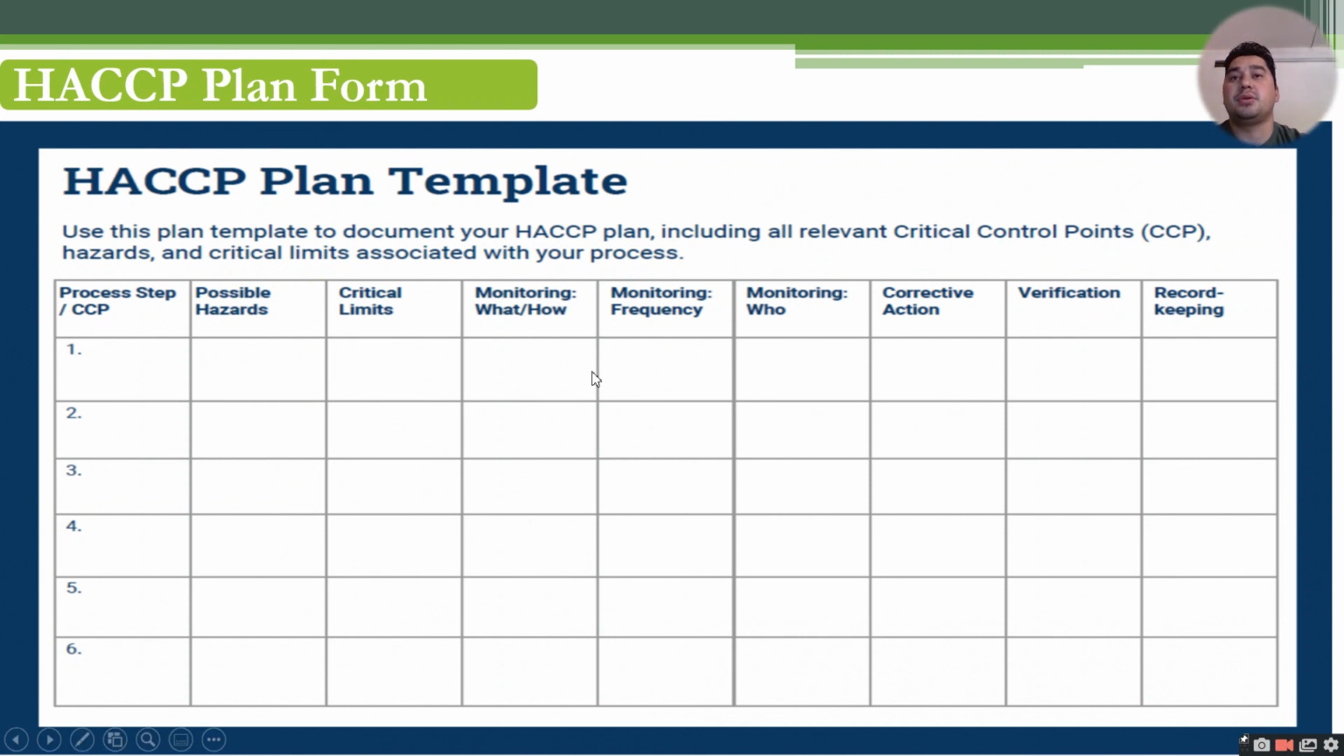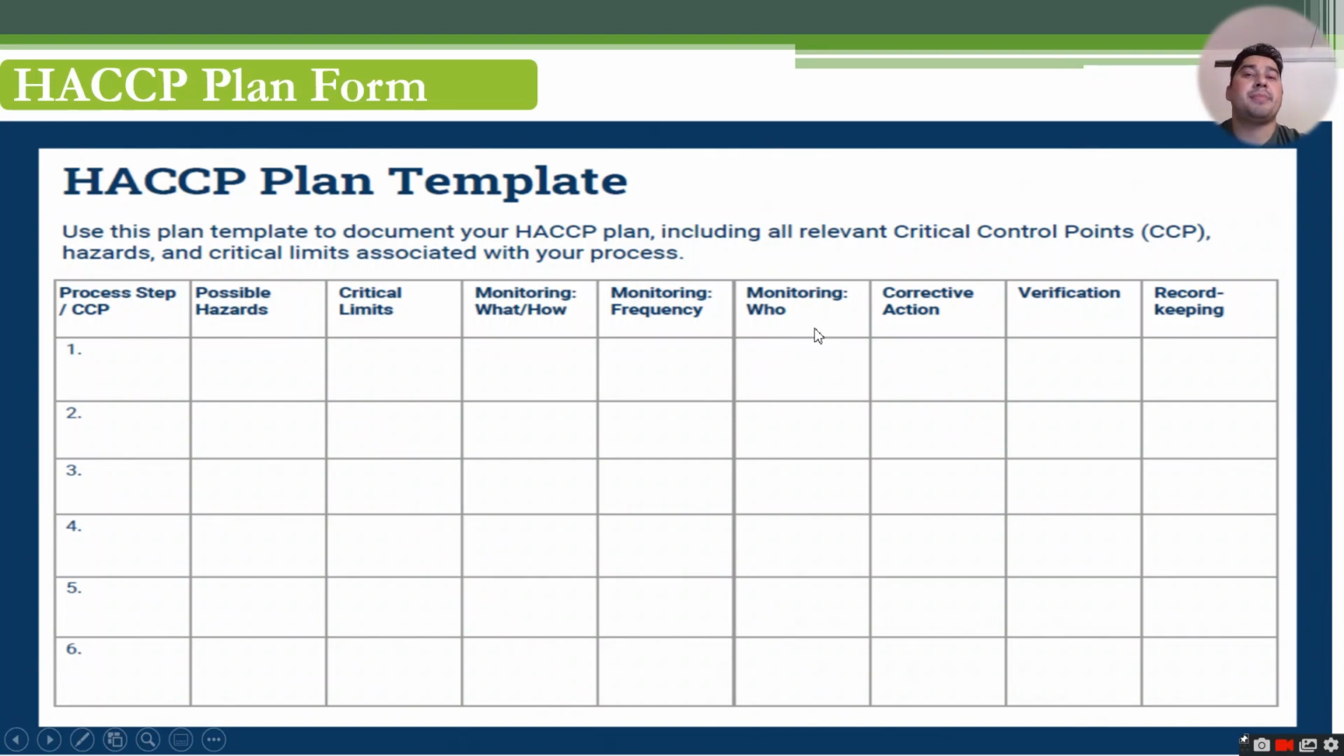So how will you monitor? Monitoring: what, how, frequency, who. What will you monitor? Temperature, you have to write down here. How will you monitor? Through a thermometer. Monitoring frequency, what is the frequency? Each delivery, you will write here. After that, monitoring who? The receiver, food receiver, or storekeeper.